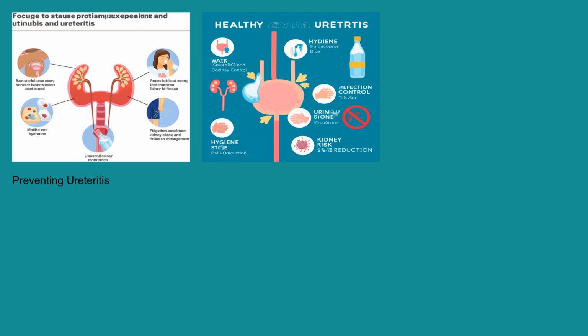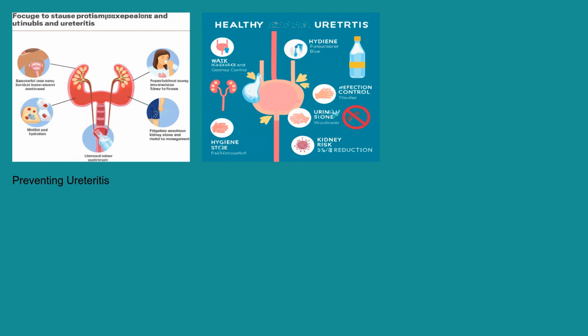Preventing ureteritis largely involves preventing the conditions that cause it. Good hygiene practices, such as wiping front to back after using the toilet, can help prevent UTIs. Drinking plenty of fluids helps to flush out bacteria. Frequent urination, especially after sexual activity, can also help prevent bacteria from ascending into the urinary tract.